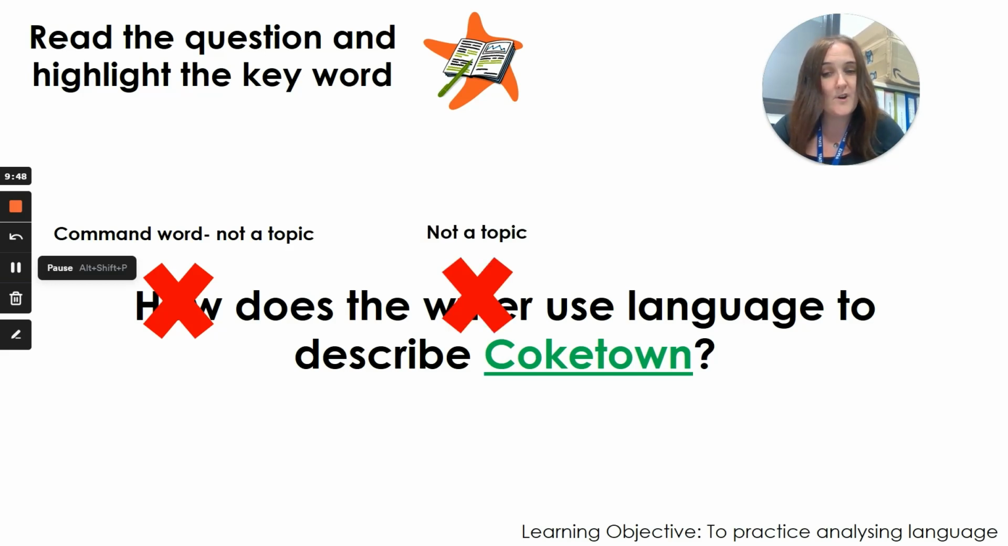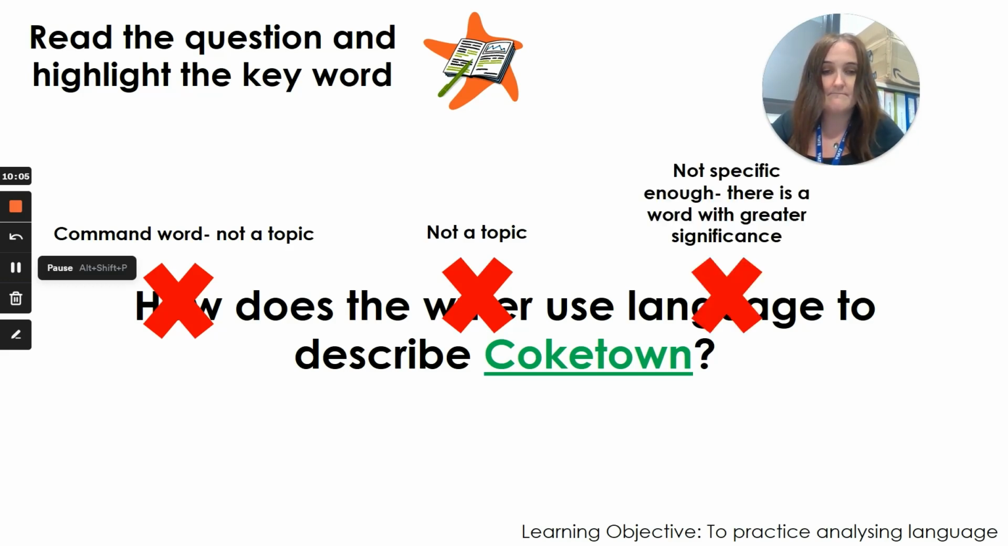Some of you may have underlined "writer", and that is also not a topic. Writer isn't a topic. It's not what we're being asked to write about. That's not the subject. We don't get an impression of a writer through the language. We're looking for the impression of the town, of Coketown.